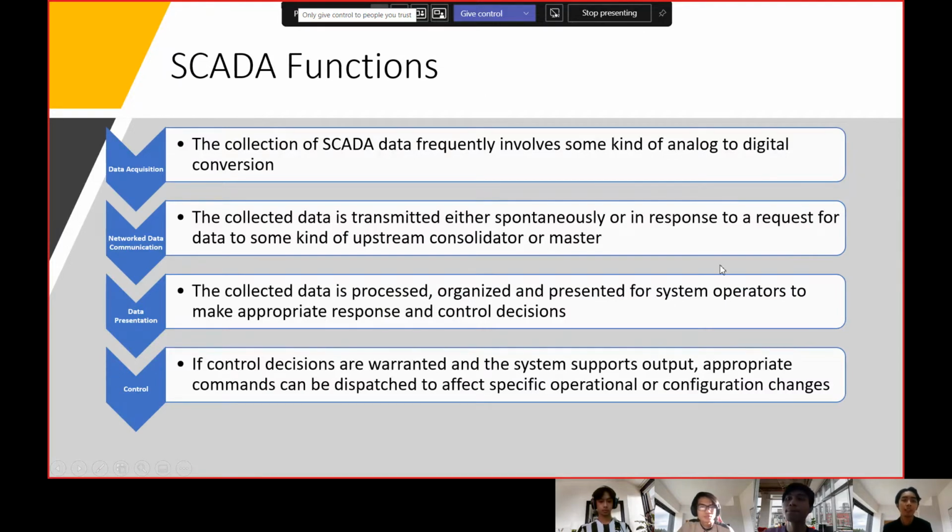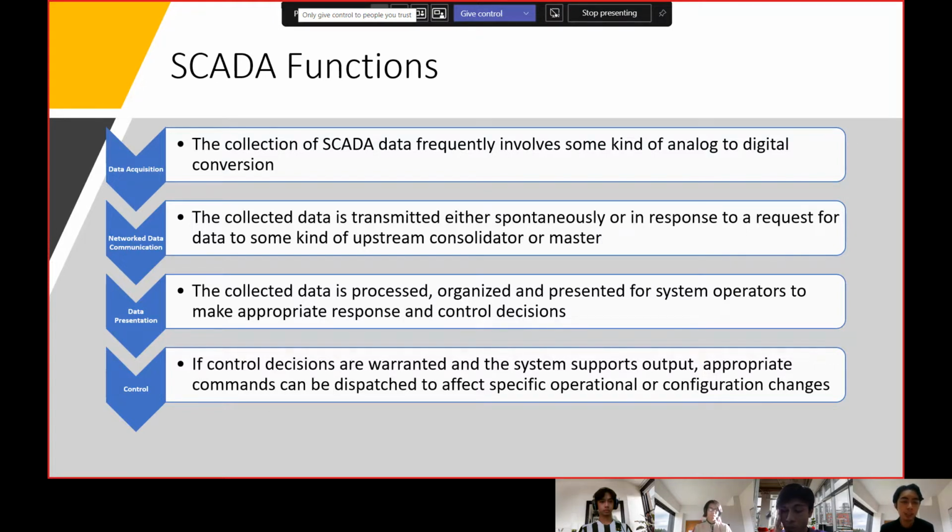Next we move on to the SCADA functions. There are 4 SCADA functions. The first one is data acquisition, which is the data of SCADA. Data frequently involves some kind of analog to digital conversion. The next one is network data communication, where the collected data is transmitted either spontaneously or in response to a request for data to some kind of upstream consolidator or master.